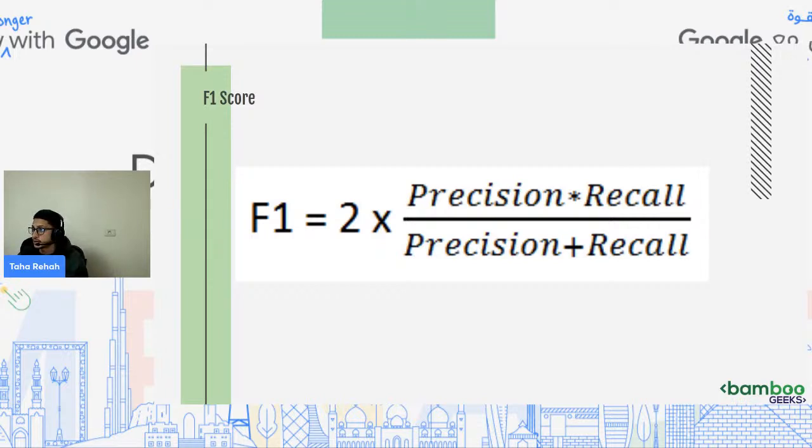This is what's called the F1 score. F1 score is 2 times precision times recall, divided by precision plus recall. There is nothing special about it. It's just, as I said, the combination of precision and recall.